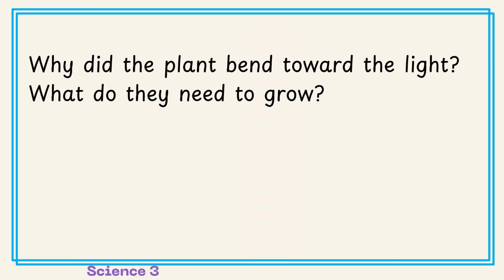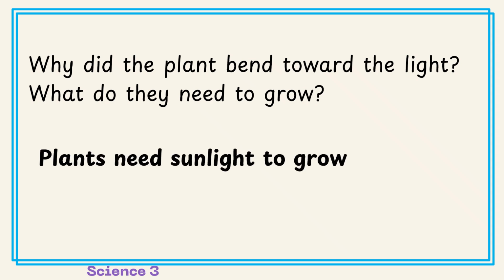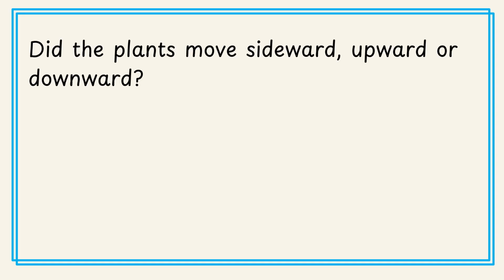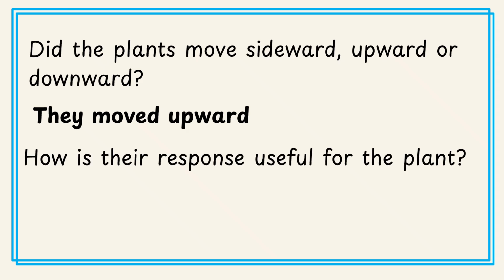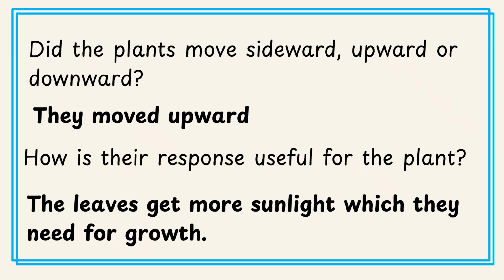Why did the plant bend toward the light? What do they need to grow? Plants need sunlight to grow. Did the plants move sideward, upward, or downward? They move upward. How is their response useful for the plant? The leaves get more sunlight, which they need for growth.